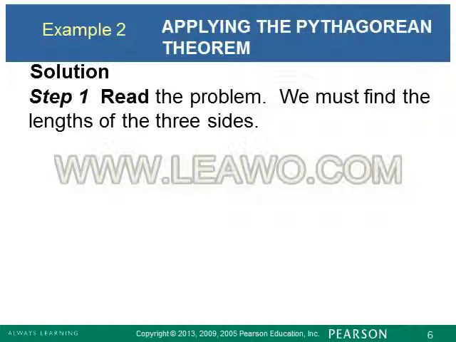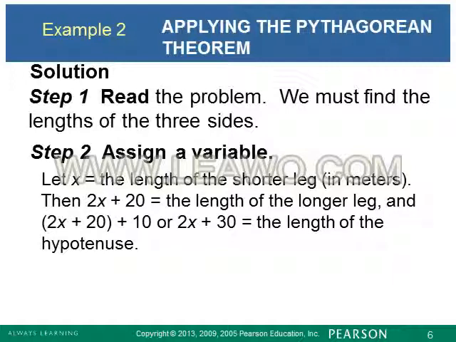So notice it says we're going to need the lengths of all three sides. That will be important when we get to the end. If you only tell me what you get for a value of x, you haven't answered the question that the problem asked for. So after we read it, we have to assign a variable. Now, you will notice that this says let x equal the length of the shorter leg in meters.